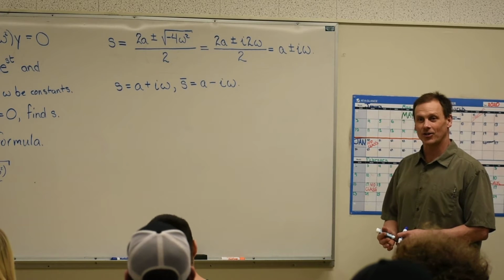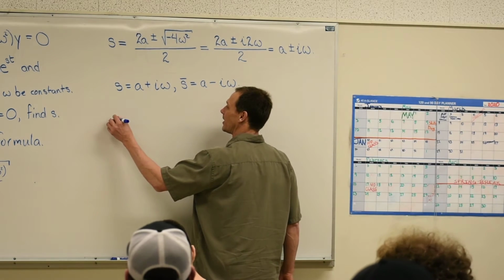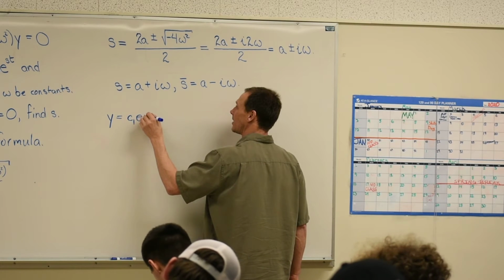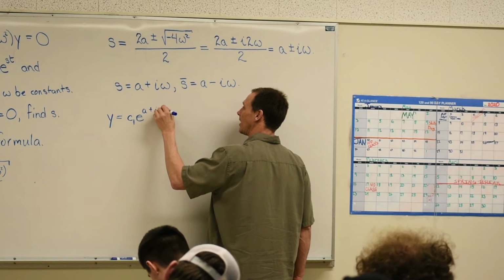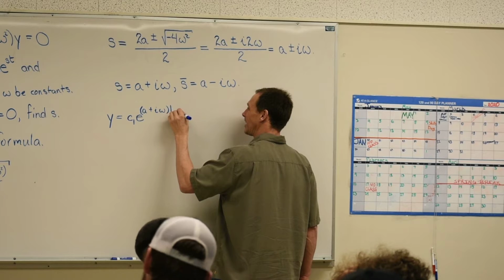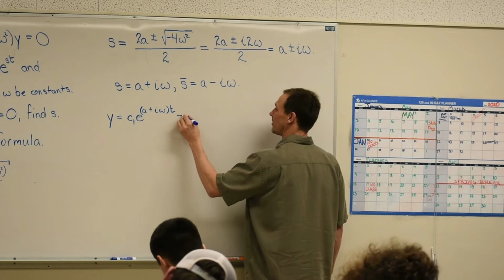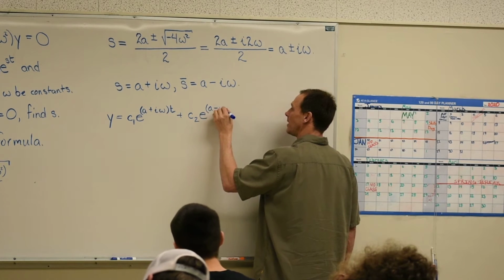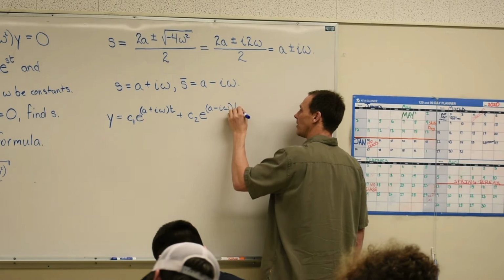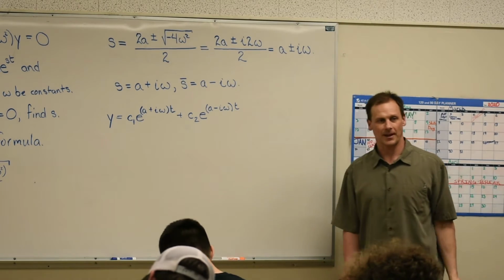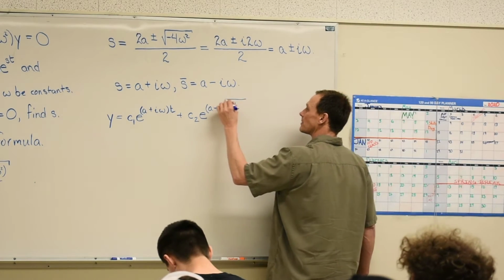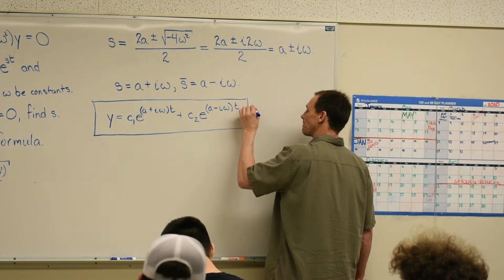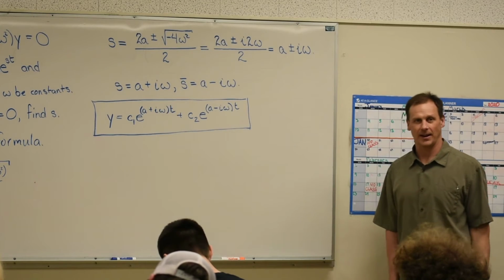Oh my gosh. Let's write our solution. I almost forgot. This is all to find a solution, and our solution was y equals some constant c1 e raised to the (a plus i omega) times t, plus c2 e raised to the (a minus i omega) times t, and that's our solution. So that leads me to the question of today.